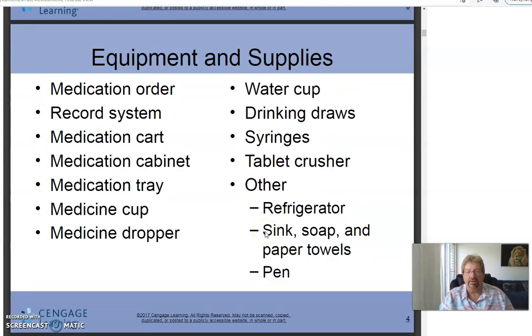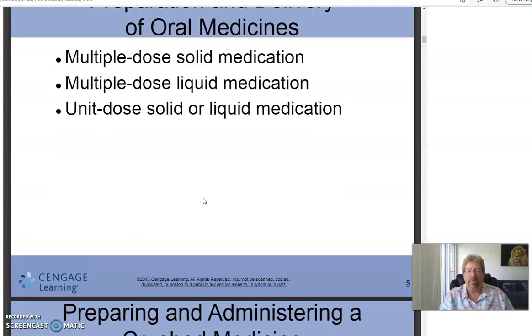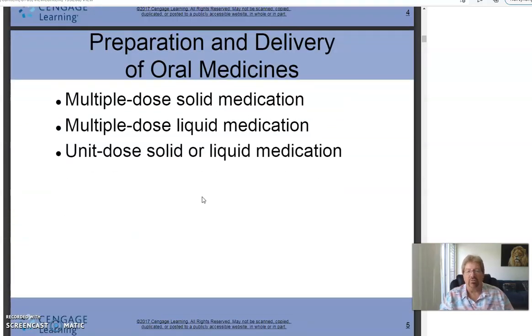All right, so for non-parenteral, equipment and supplies: medication order, record system, medication cart, cabinet, tray, cup, dropper, water cup, drinking straw, syringes, tablet crusher. Some of them may have to be refrigerated. Sink, soap, paper towels, pen. Yes, covered about everything there. Preparation and delivery of oral medications. They can be a multiple dose solid, multiple dose liquid, or unit dose solid or liquid.